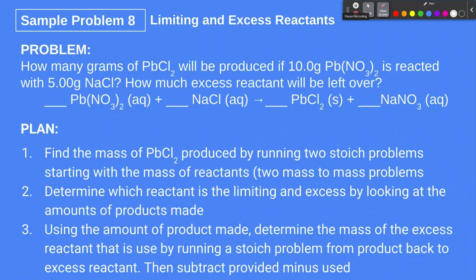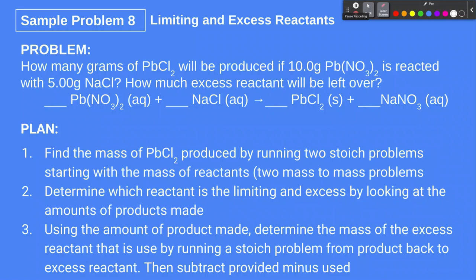Once you do that, you're going to get two different answers. The smaller of the two is the amount that you can actually make, so that's your answer. And then you should be able to take a look back at those problems, and whichever one produced the lower amount, that's your limiting reactant, and the one that produced more is your excess reactant. Then, using the amount of product made, determine the mass of your excess reactant that is used by running a stoich problem from the product back to the excess reactant. Then you're going to subtract that amount from the amount provided.